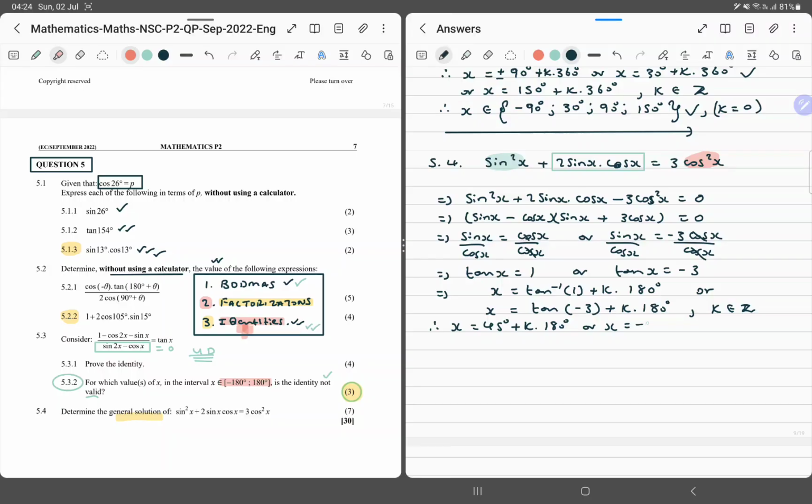So this is minus 71.57 degrees, to 2 decimal places, plus k times 180 degrees, where k is an element of the integers. So here we're doing just general solutions, so that's it. That's it. So this is easy.